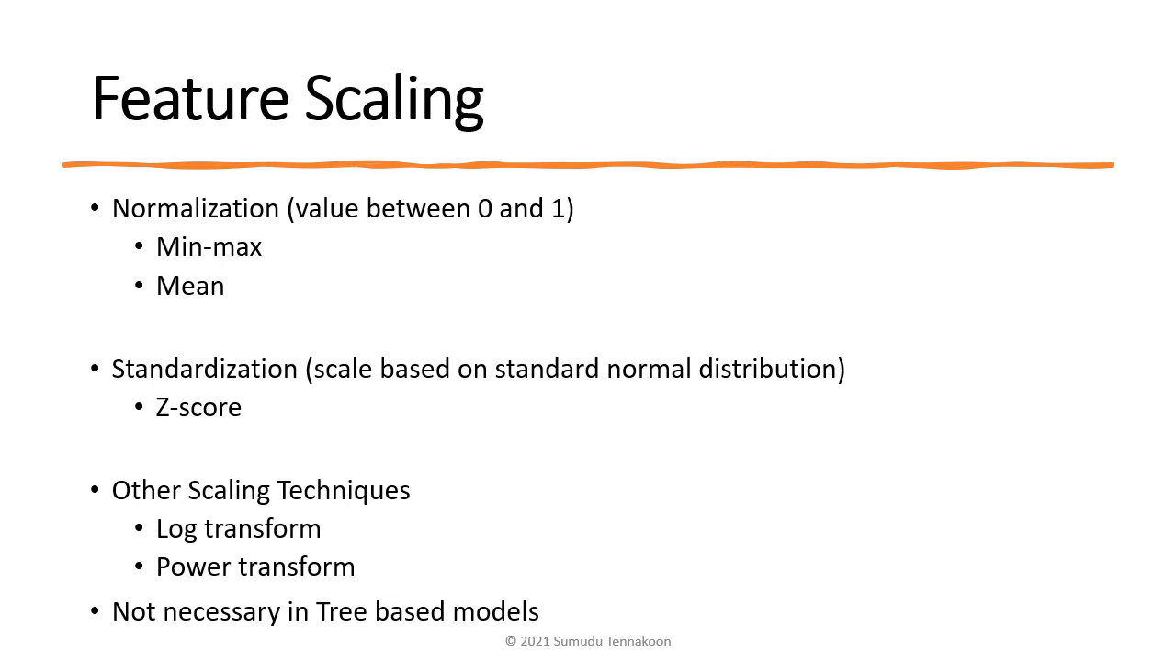Standardization is also getting into the same scale, but this scale is based on the standard normal distribution. We will learn about the standard normal distribution and how to calculate the Z-score in our statistics lesson. So we can apply the conversion, calculating the Z-score for your variable or all your variables, to standardize and get your variables into the same scale. Other scaling techniques are log transform and power transform. Depending on your application or your domain, you need to think about which transformation you need to use.